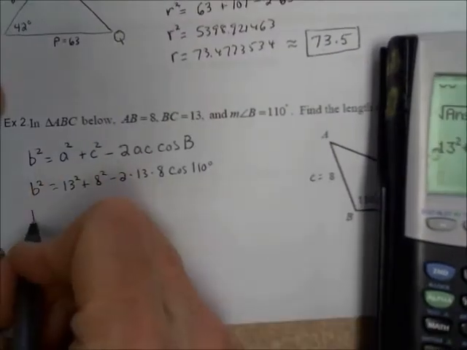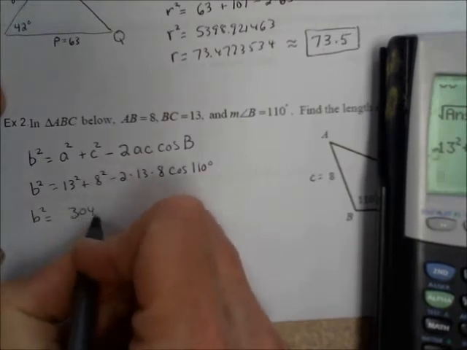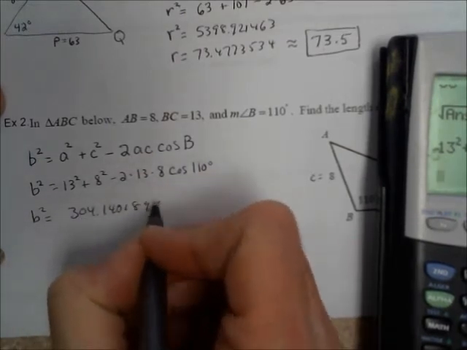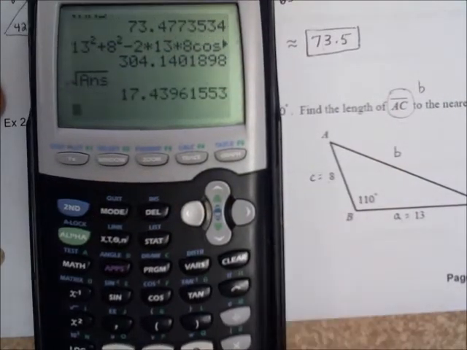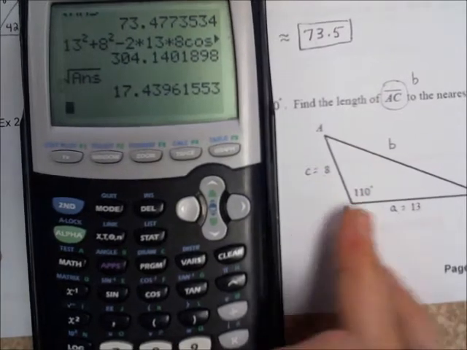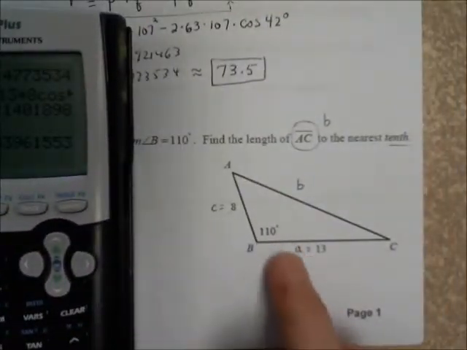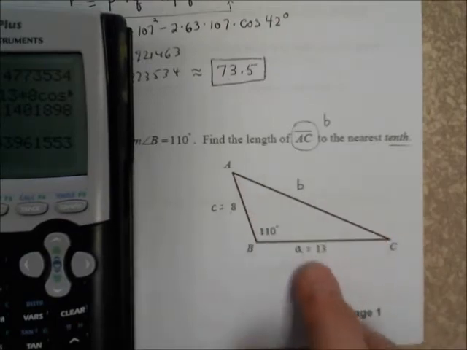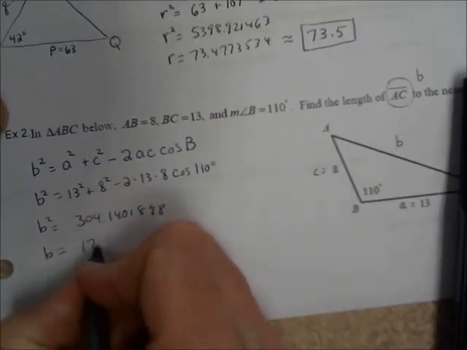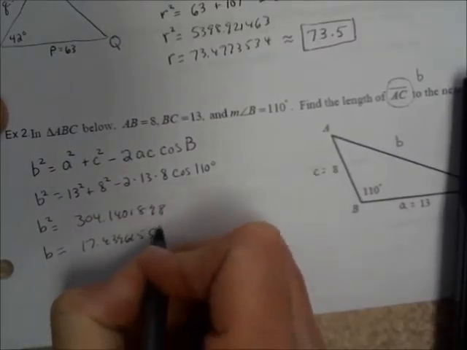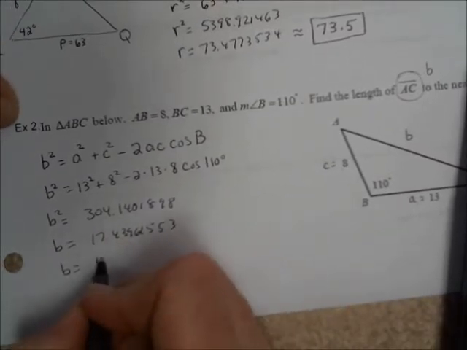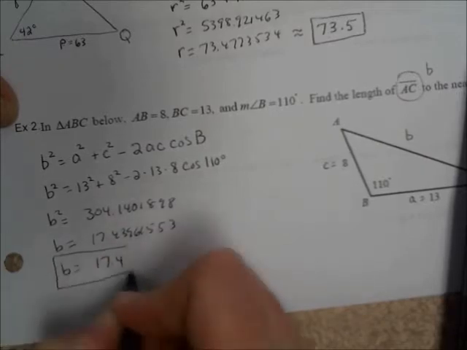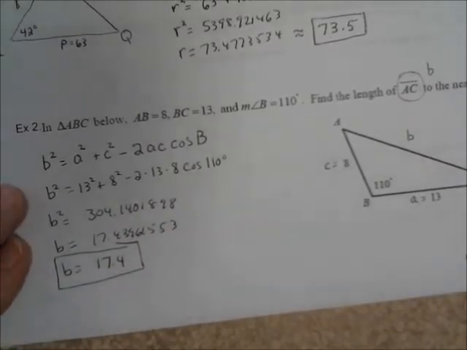So b squared is equal to 304.14018898. And then you take the square root of that number and you get 17, and that's kind of in line with the other numbers. It should be longer than the other two because B is the longest side of this triangle. It should be a little bit longer than 13, and it looks like it is. So B is equal to 17.43961553, and rounding that to the nearest tenth, this 3 keeps the 4 as 4, so 17.4, and there's our answer for example 2.